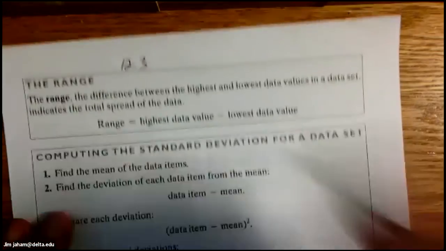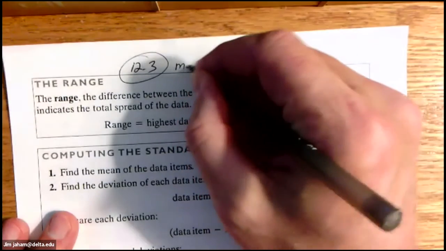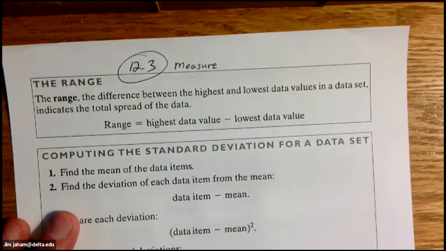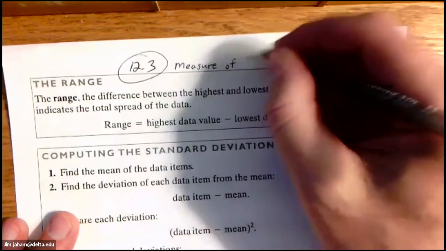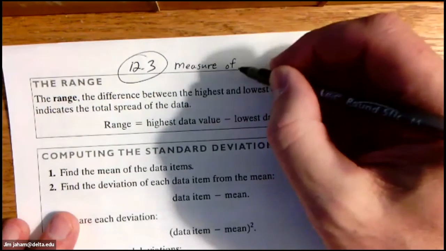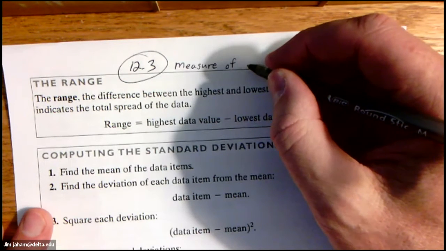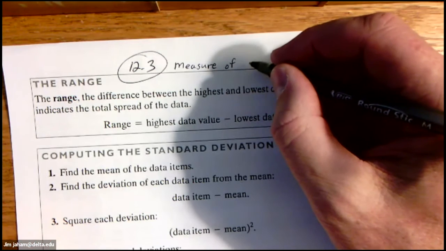All right, let's go into section 12.3. Now, in the first section, we had the measures of center. Give me a single number that represents the middle of the data value, the center of the data. In this section, another component of a set of data that we're always interested in is how spread out the data values are, or how dispersed they are.